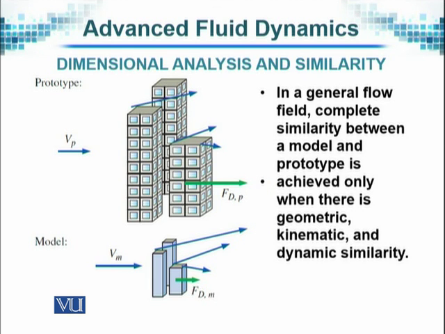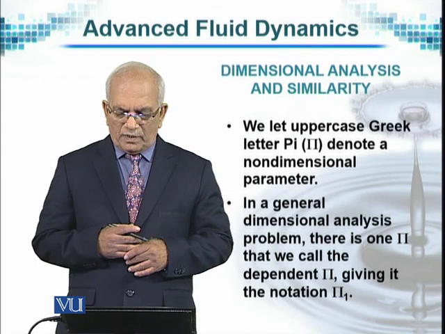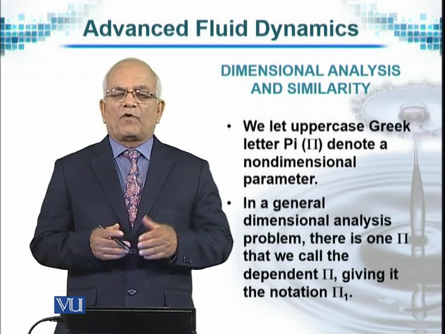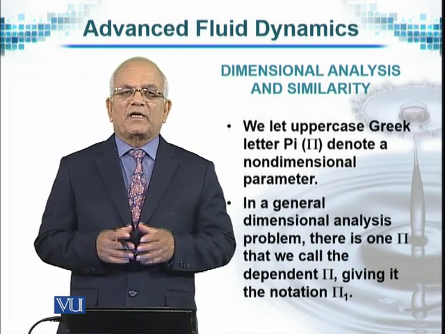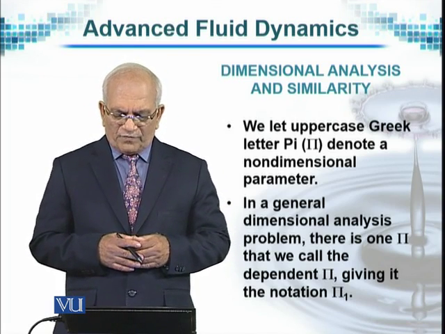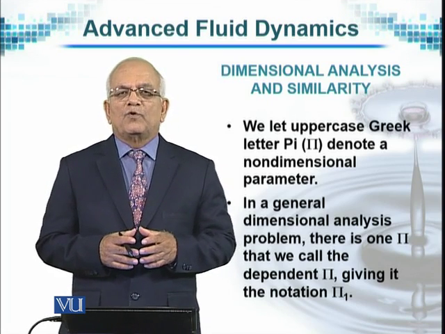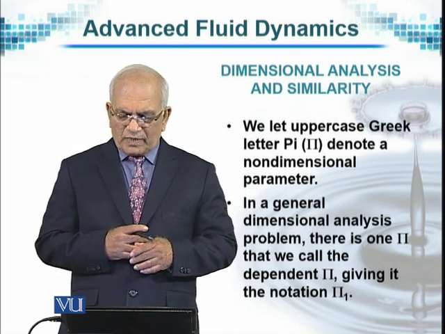In a general flow field, complete similarity between a model and a prototype is achieved only when geometric, kinematic and dynamic similarity takes place. This we have mentioned, and so I don't need to deliberate more on that. There are several methods for working out this similarity, for achieving the three similarities that we just mentioned, and one of them is known as the Buckingham method or Buckingham rule.